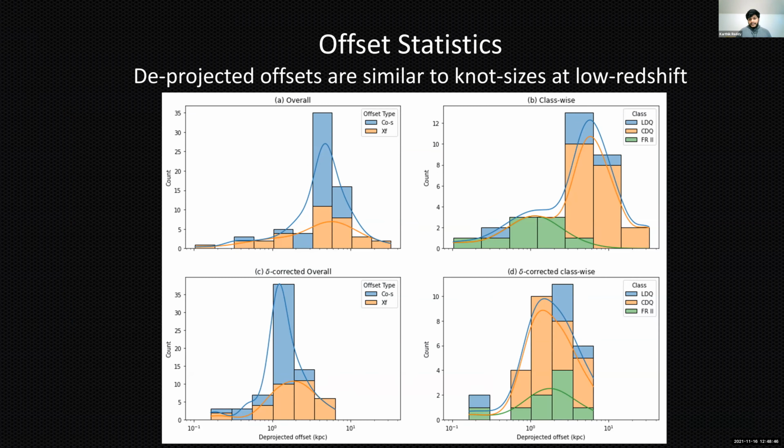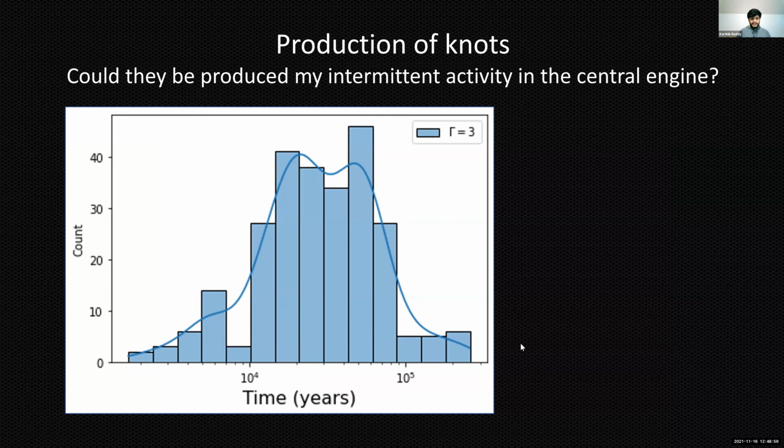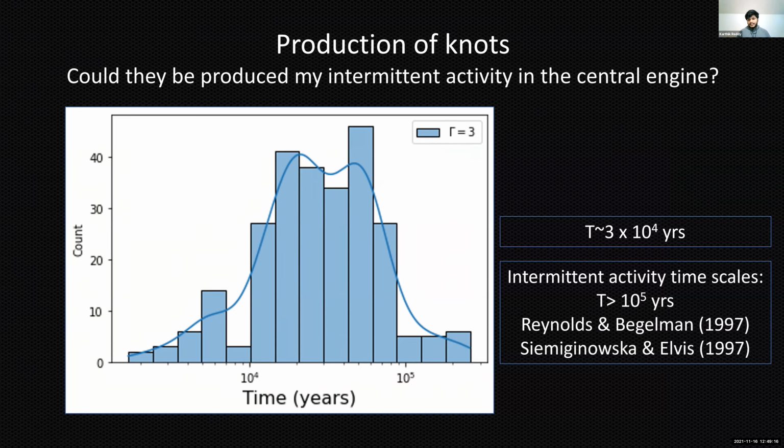So if these knots are moving, the distances between these knots can also tell us something about the time period on which these knots are emitted, probably by some kind of intermittent activity in the jet. So I computed the distances between these knots and then estimated the time scale by assuming a bulk Lorentz factor of 3. Then the return time period is about 3 times 10 to the 4 years, which is about a factor of 3 smaller than the estimated intermittent activity time scale in different contexts.